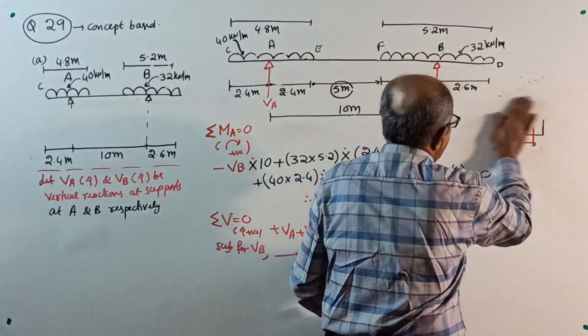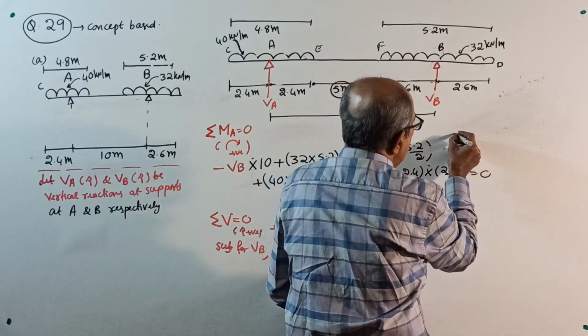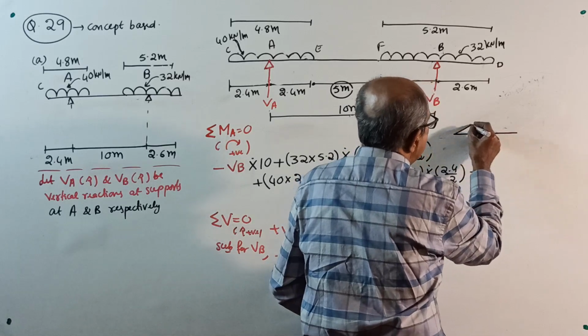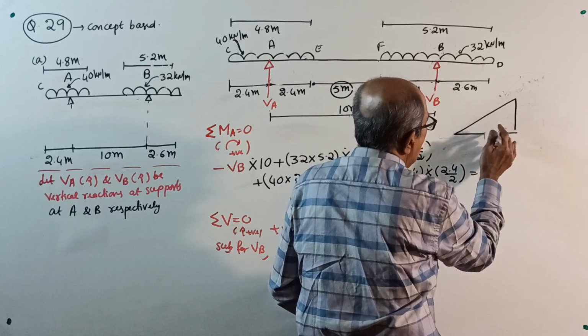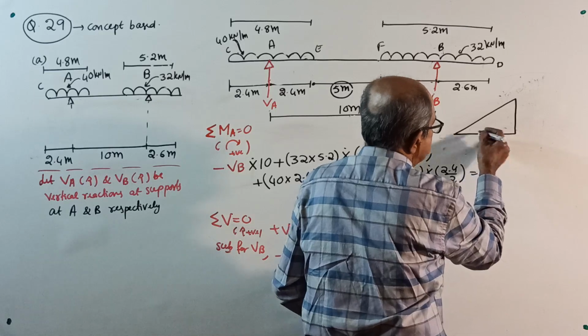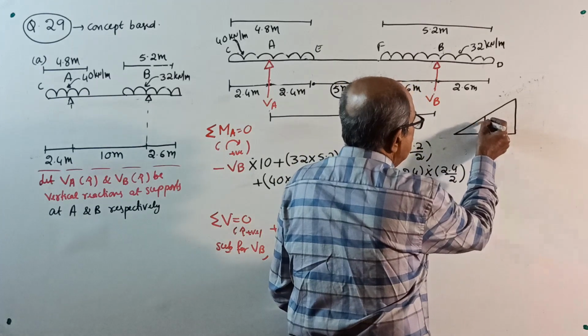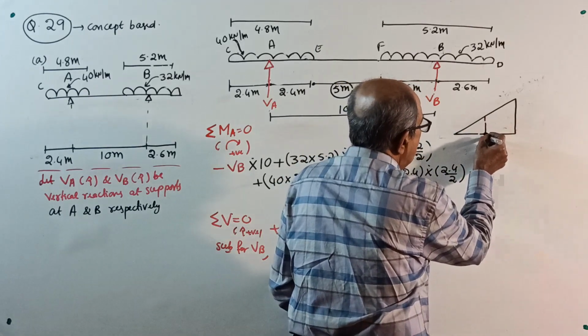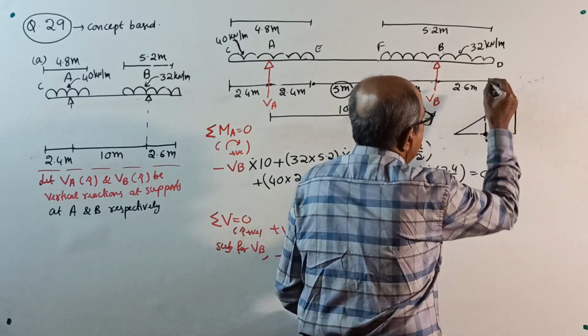But suppose there is a uniformly varying load here, this way. You want moment about this point, some point here. Moment required about this point.